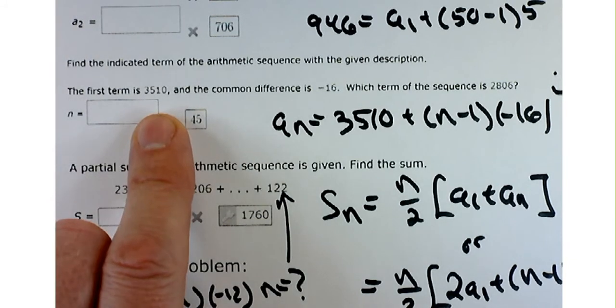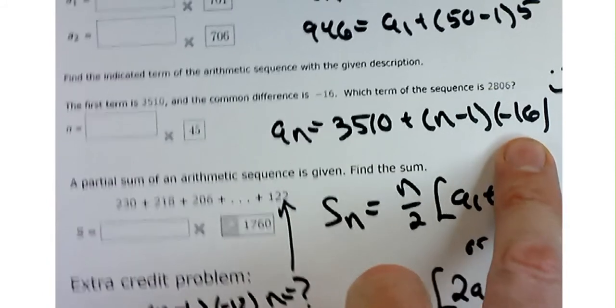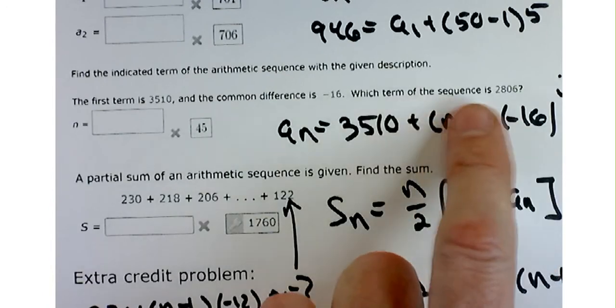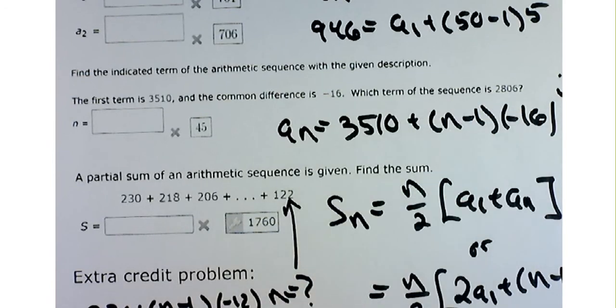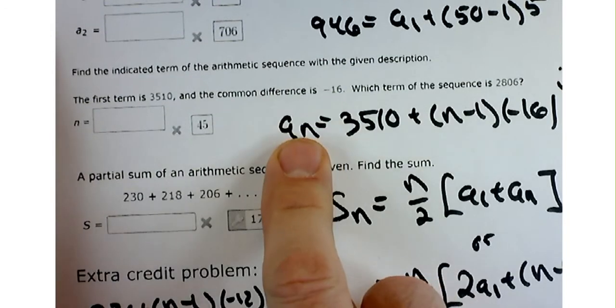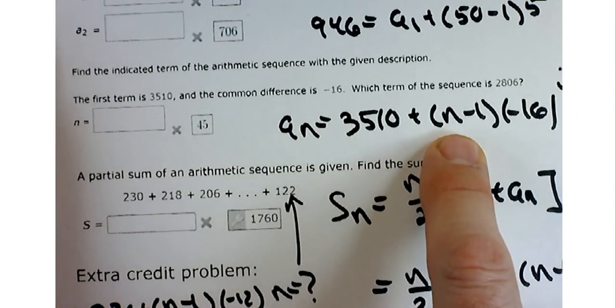First term of a sequence is 3510. Common difference is negative 16. Beautiful. Which term of the sequence is 2806? Well, take 2806, plug it in here, and then solve for n. You should get n equals 45.